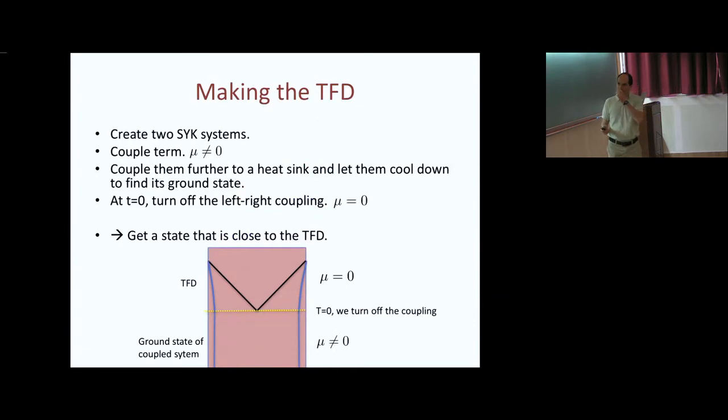Now, you could also start with this state, the coupled state, and at t equal to zero, you turn off the coupling. And if you do that, then you produce the thermofield double. So this is one way in which you can produce the thermofield double. You produce a state which is close to the thermofield double. It's not quite identical, but it's basically the same to leading order in the mu over J expansion. So you might have thought that the thermofield double is super difficult to make, but you can make this state that is pretty close to it.